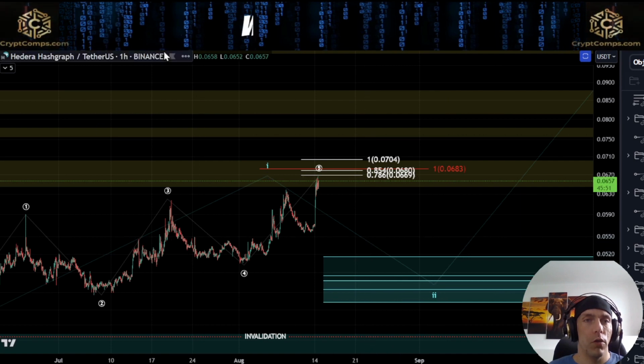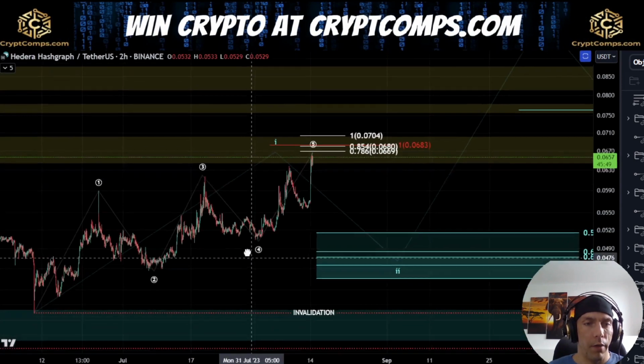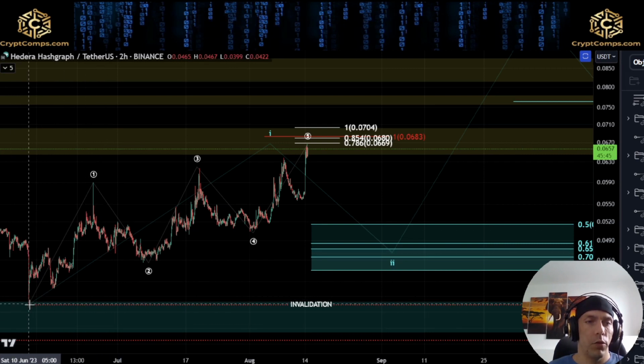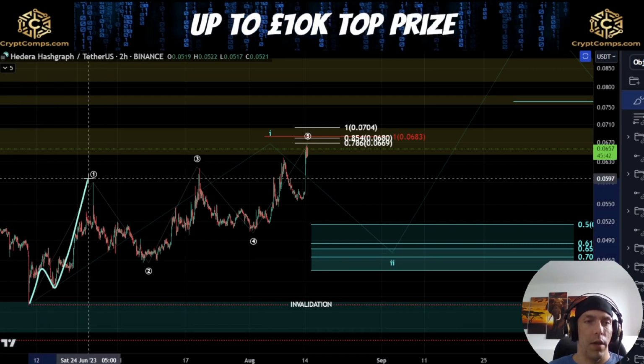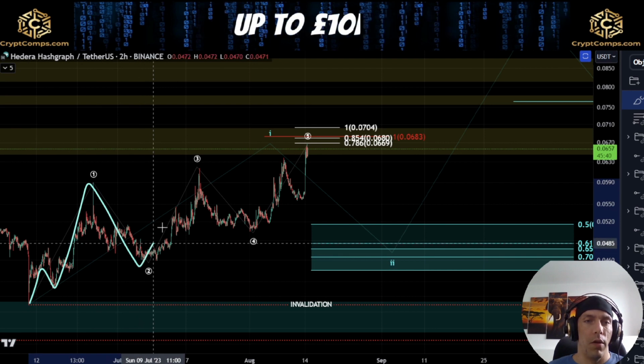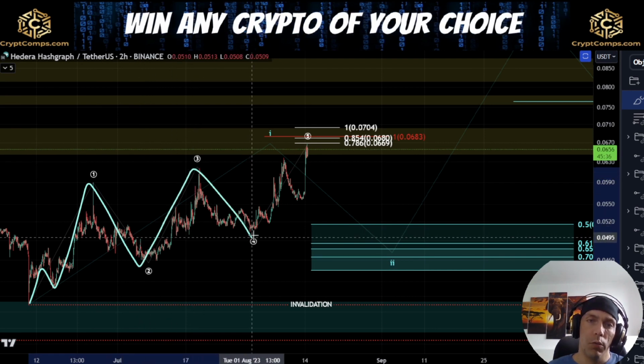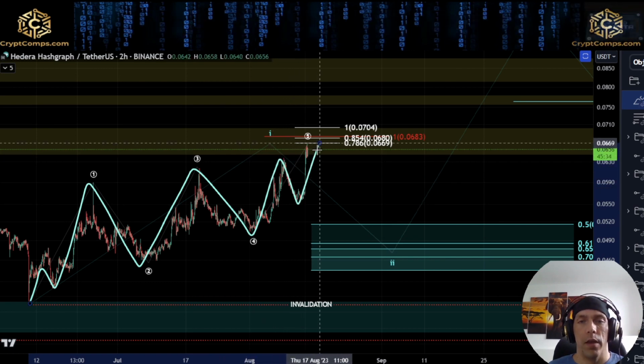Now, we could also argue that internally here, what we have is something more along these lines, where instead of counting this as a 5-wave structure, what we could also argue is that this is A, B, and C. This is a 3-wave move down, 3-wave move up. This is a 3-wave move down for 4. And what we're looking for is this as an A, a B, and a C to the upside.